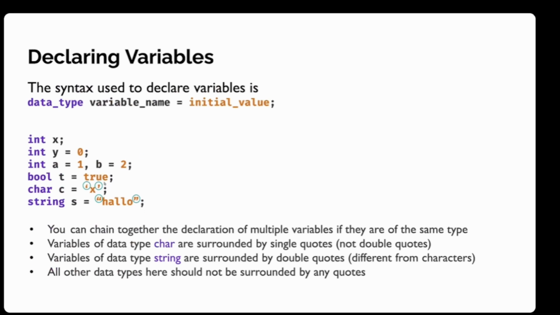So you can see some examples here. Just follow that. And one more thing to remember when you're defining a character, right? Use single quotes. Don't use double quotes. Double quotes is for string. Single quotes for character. Just remember that. And all other data types must not be surrounded by quotes.